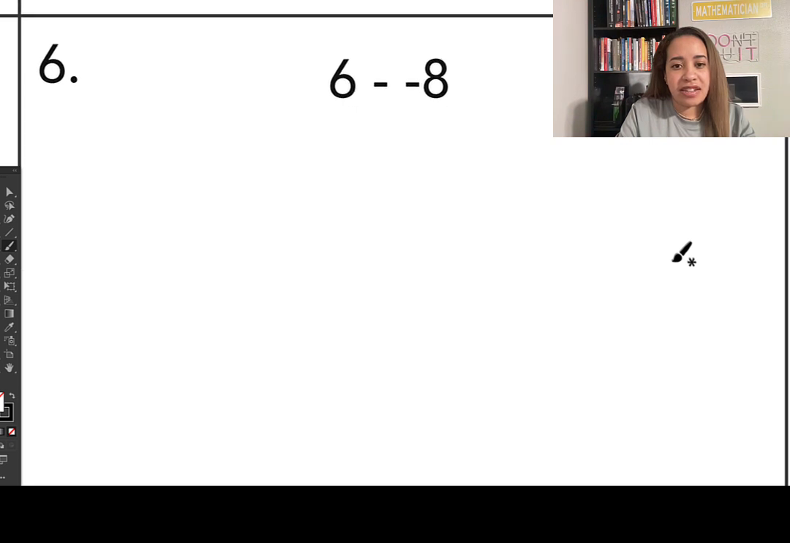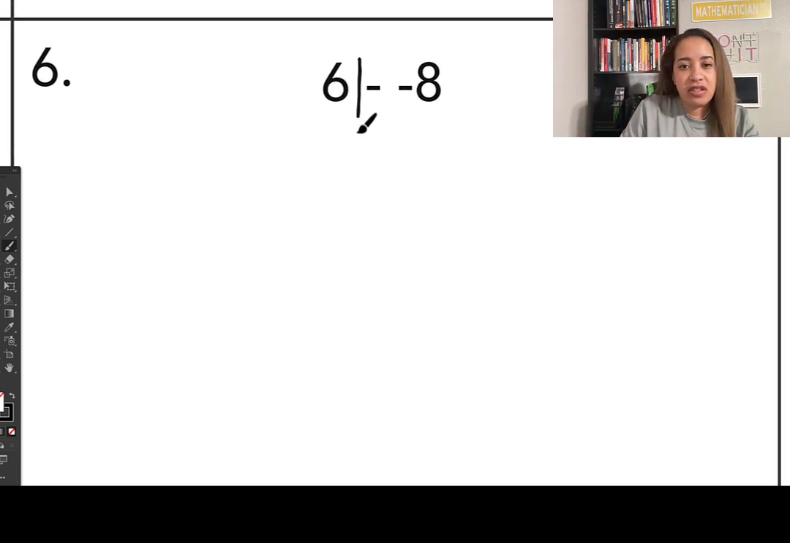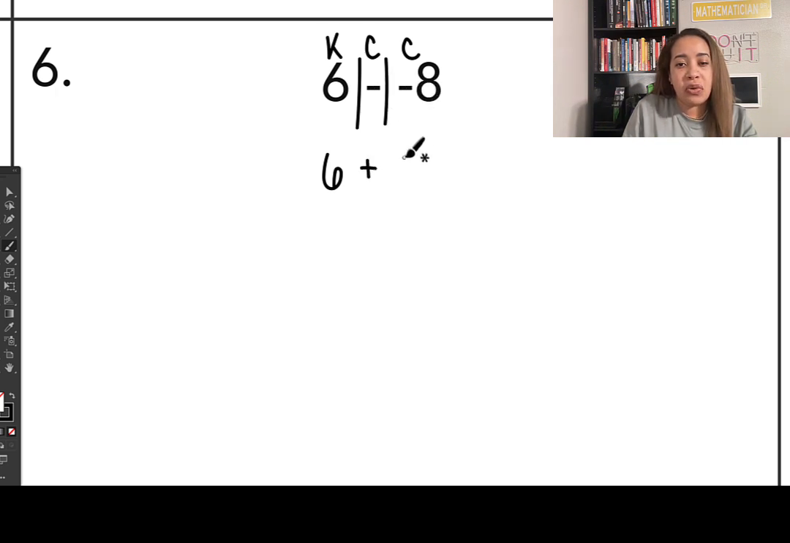Here is number 6. We see subtraction, so we say keep, change, change. We keep the 6, change from a minus to a plus, and change from a negative 8 to a positive 8. I notice that this is a regular addition problem. This is what I'm familiar with because both numbers are positive. 6 plus 8 gives us 14. So 6 minus negative 8 is equal to 14.